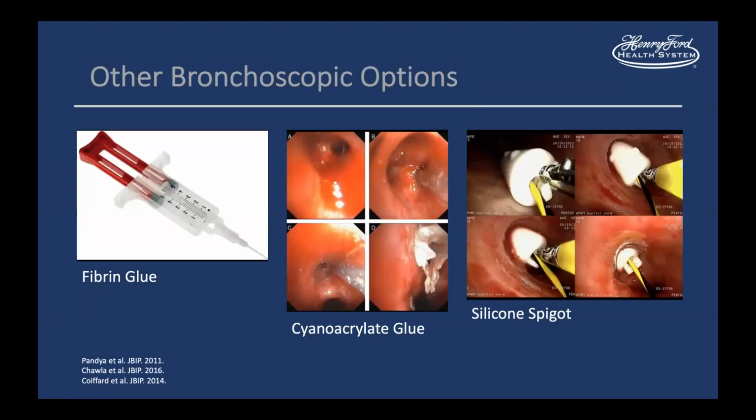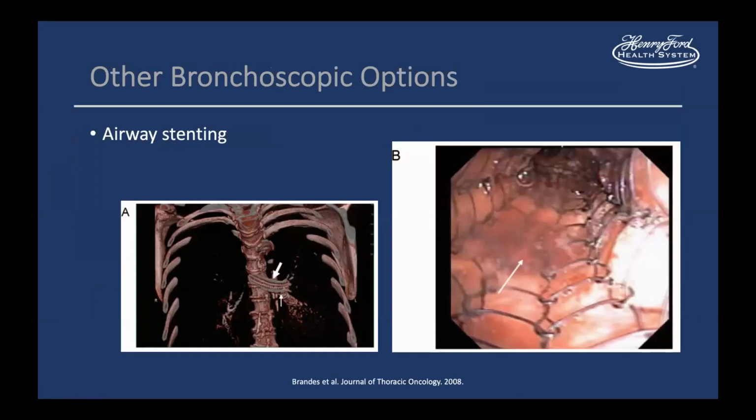Other bronchoscopic options that have been described, but certainly not commonly used, so glue, fibrin glue, or cyanoacrylate glue, which is essentially super glue, and using silicone spigots to plug. And again, these are kind of just case reports that have been reported in the IP world. And then you, of course, can use airway stenting. And the goal of airway stenting is to tamponade and to maintain a patent airway in the setting of massive hemoptysis.